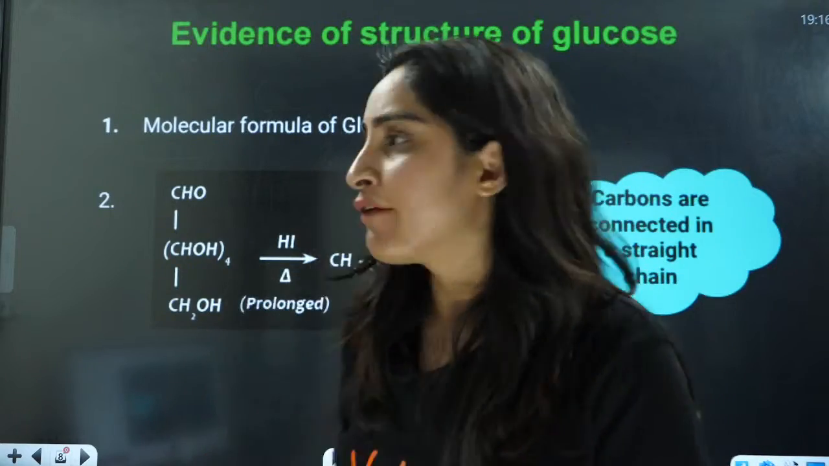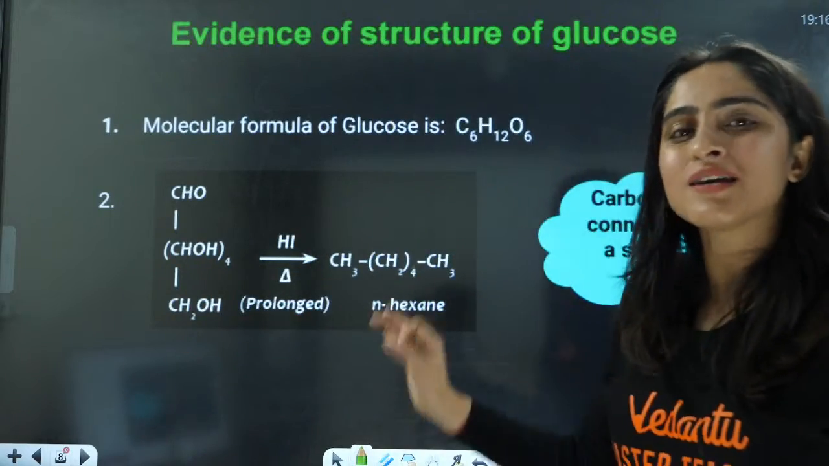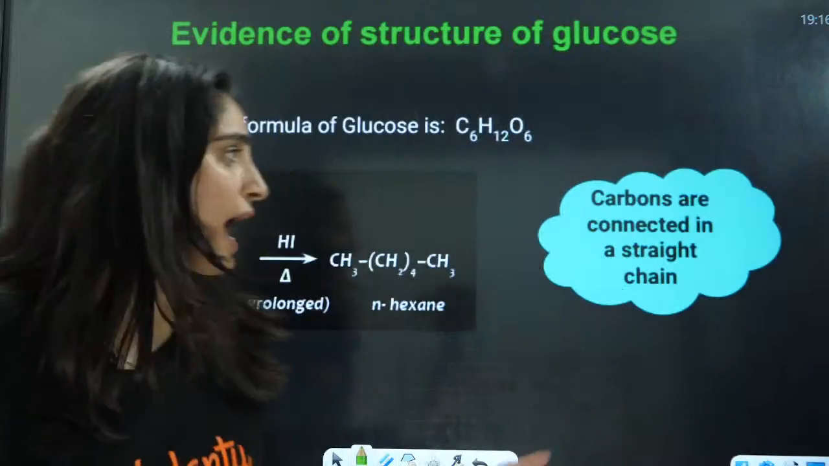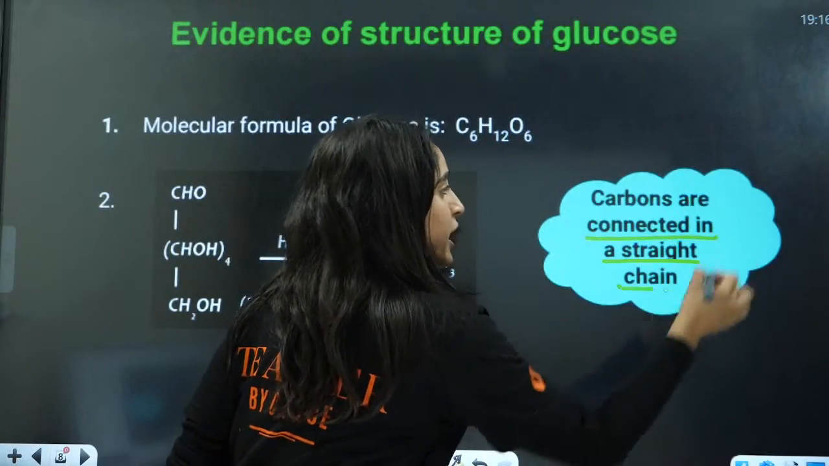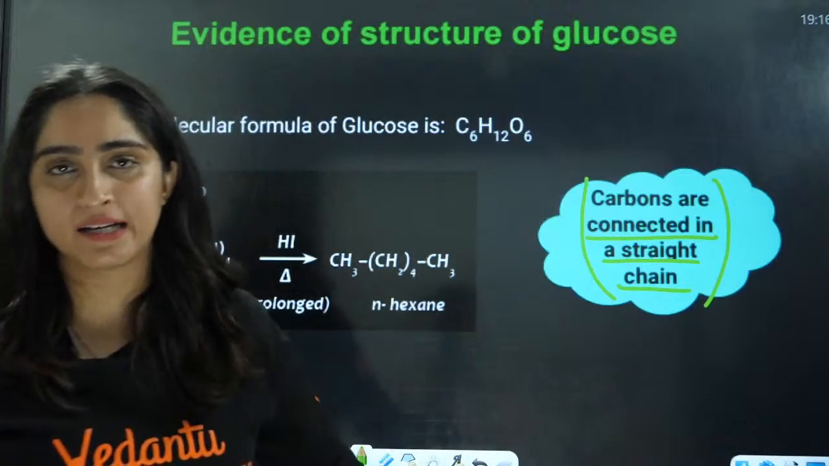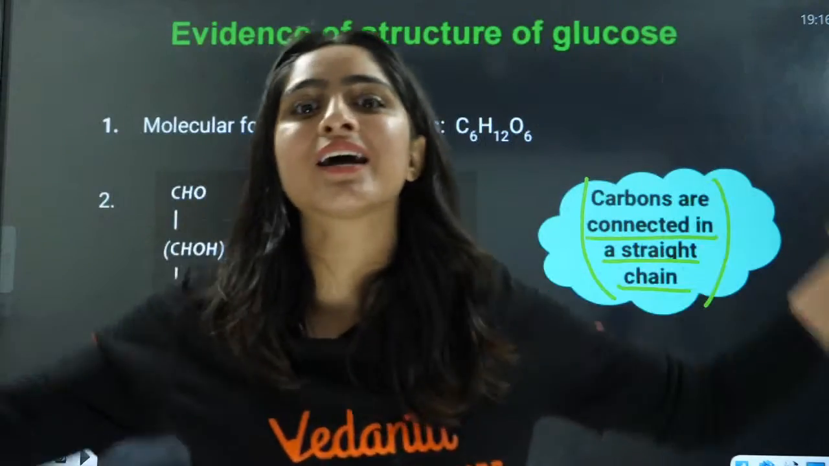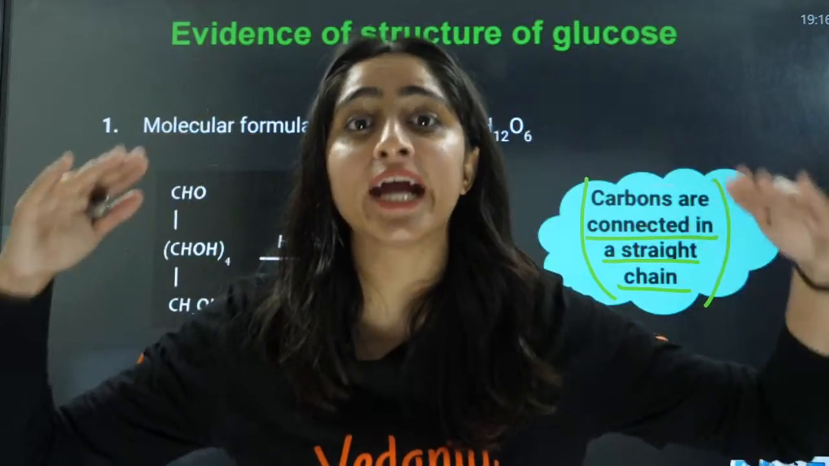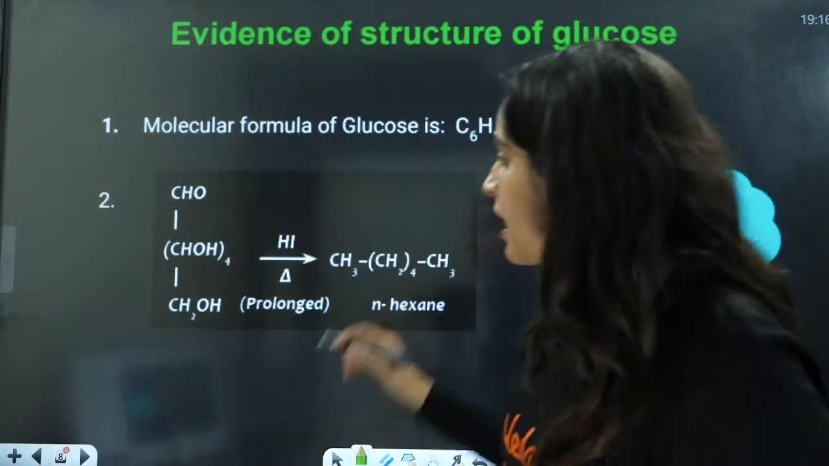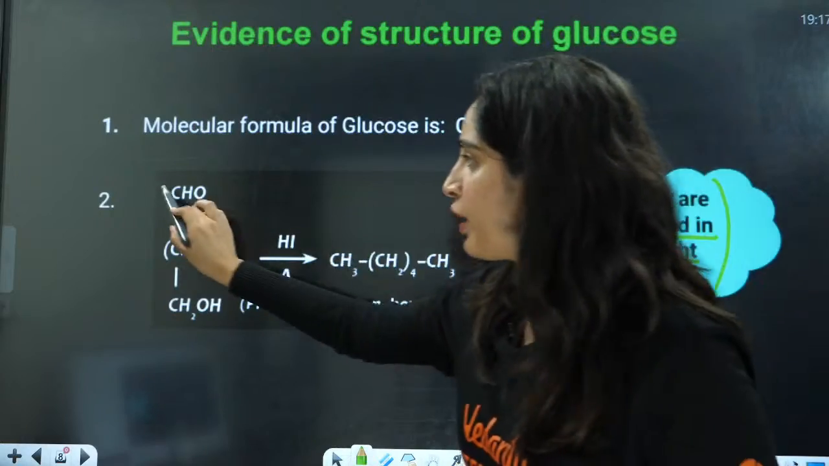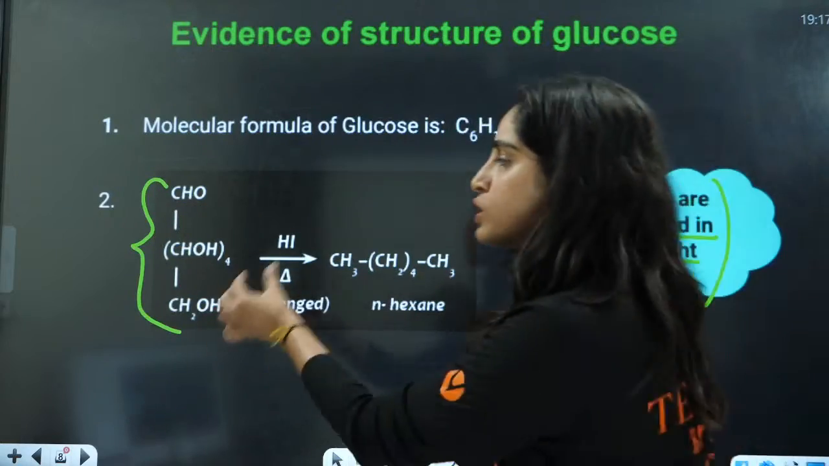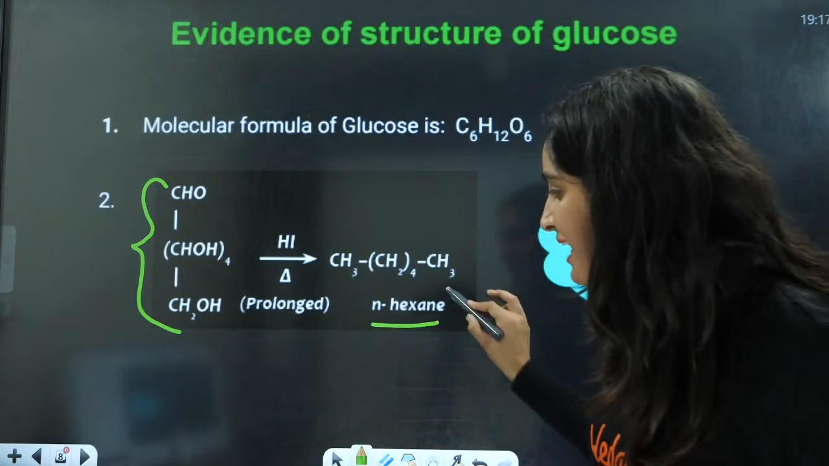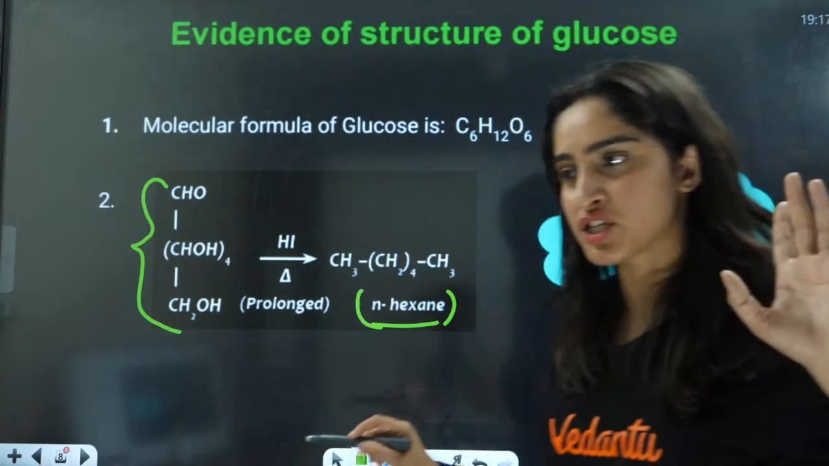What does that mean? If it is giving n-hexane, what does that mean? That means that it is connected in a straight chain, 6 carbons are connected here. Right, 6 carbons are connected not via branching but by a simple straight chain, right? This is actually what we predicted from the reaction of glucose with HI. We get n-hexane, right? This is the first reaction.